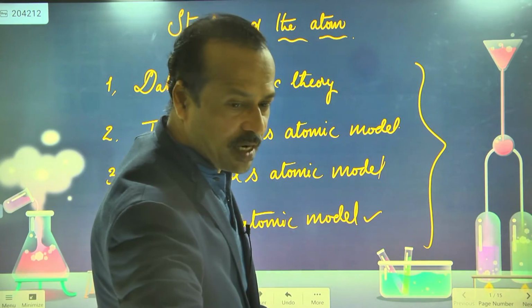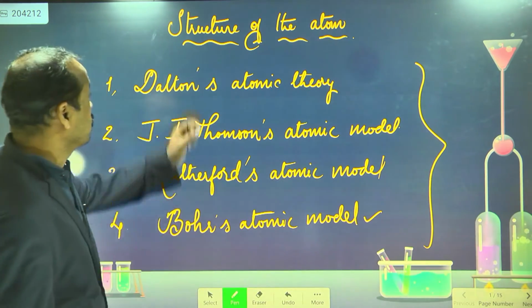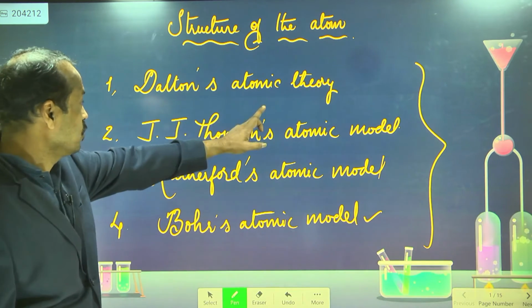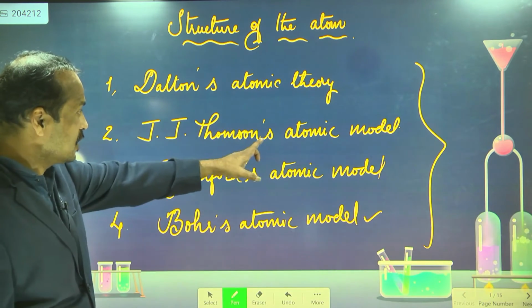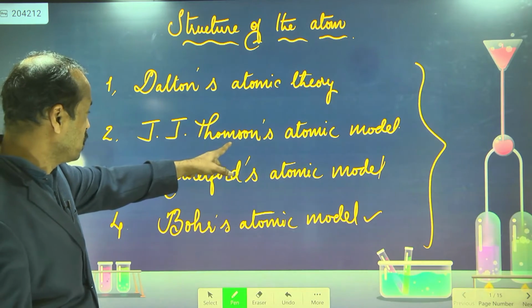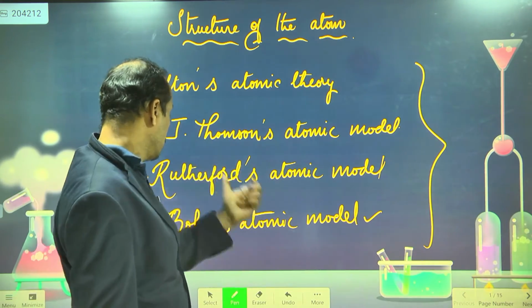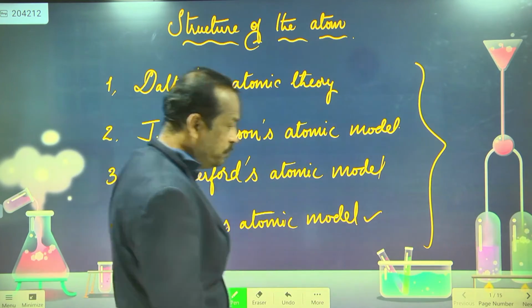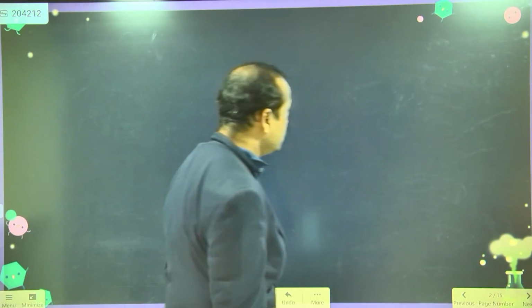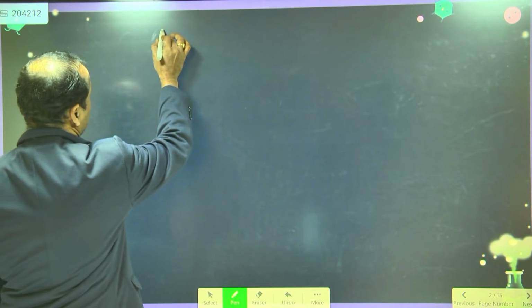So now we start with the structure of the atom. In this chapter we are going to discuss Dalton's atomic theory and J. J. Thomson's atomic model. We will also discuss the experiments that are not there in your textbook, then Rutherford, then Bohr, and everything in this chapter. First we discuss Dalton's atomic theory.